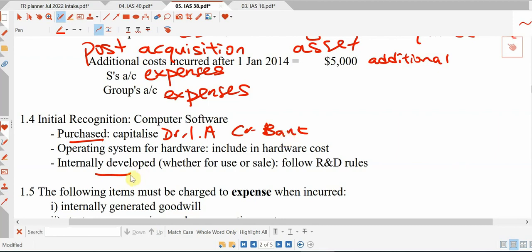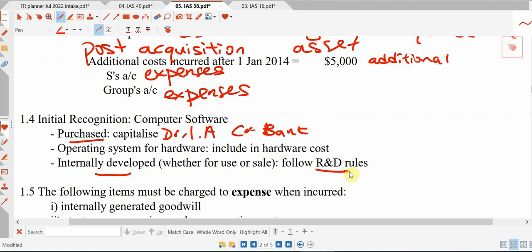If you are internally developing your software, right, you follow the R&D rules. You do research first, how you improve your internal process. After the research, then you develop the software. So research expenses, development capitalized. Same one.